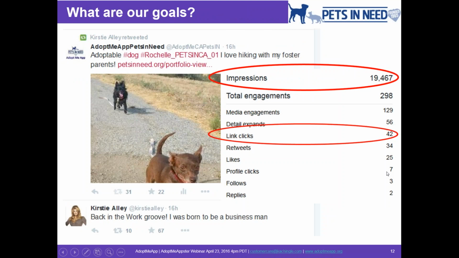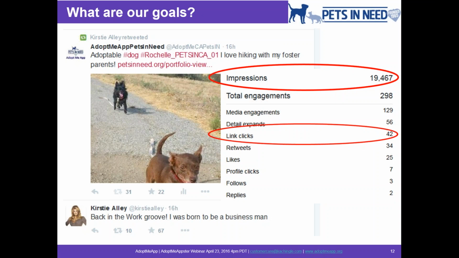Okay, so let's talk a little bit about what our goals are. This example here is from Pets in Need, and I'm going to talk about whether our goal is to just gather a whole bunch of social media stats and show that millions of people have seen our posts, which is true, and that type of thing.